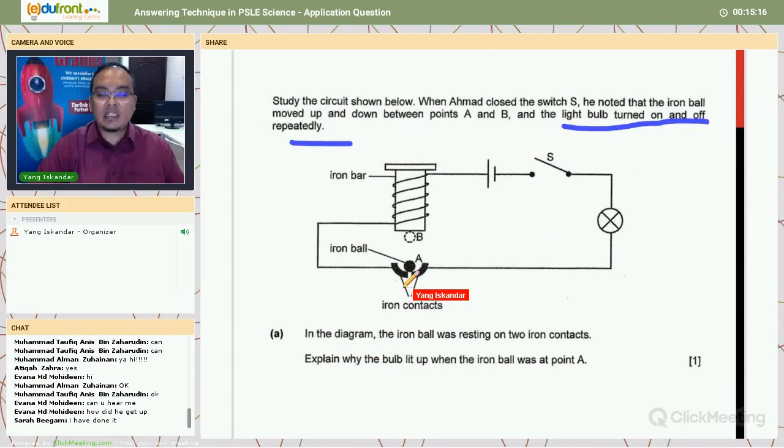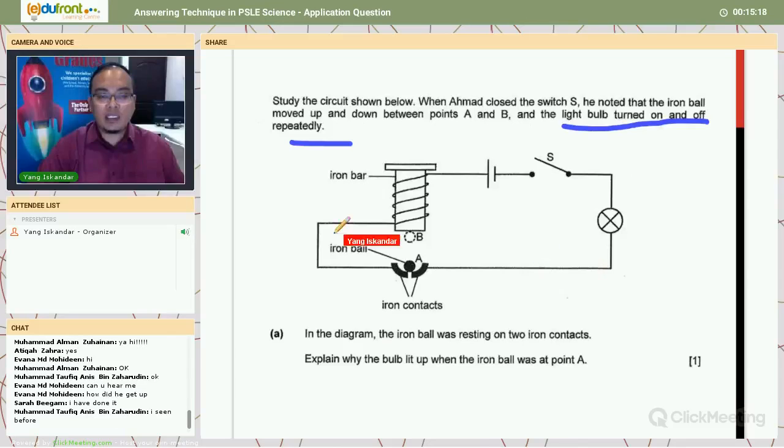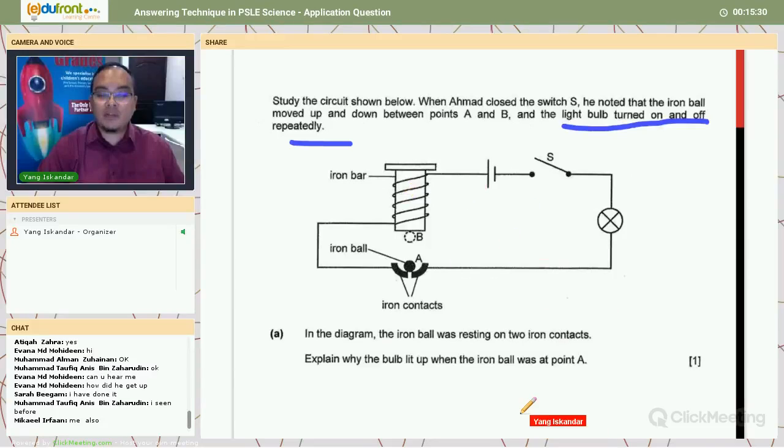So this is another example of application question. No setup, no experiments, no control setup and so on. No setup A, setup B, but straight away they ask you this situation, and they ask you questions with regards to this setup. Yes, this is a past PSLE question.